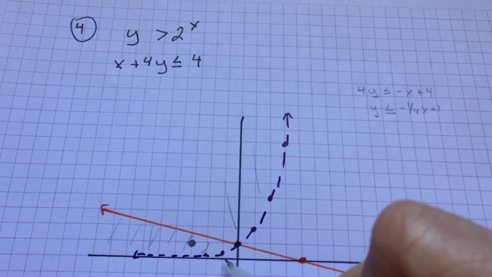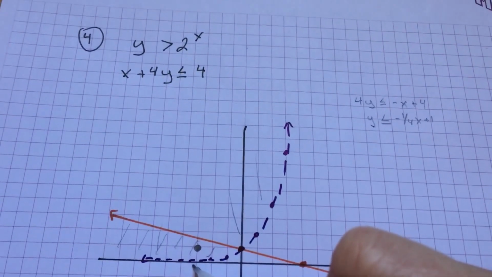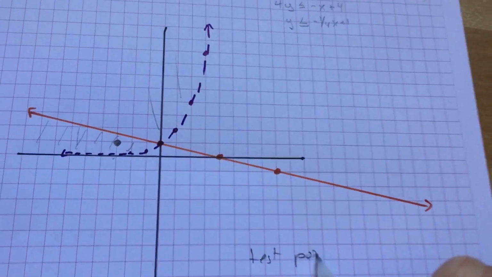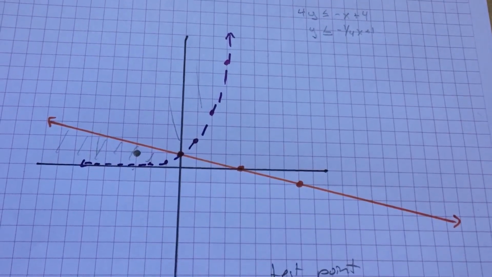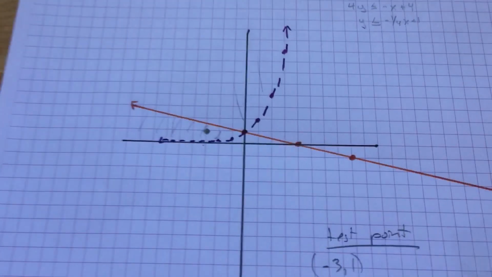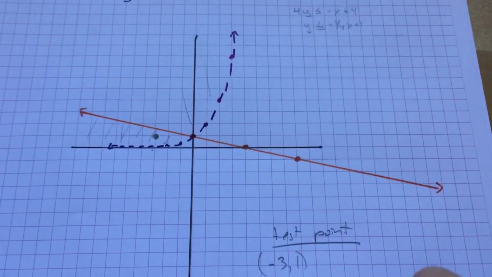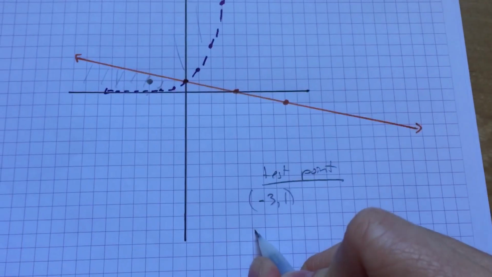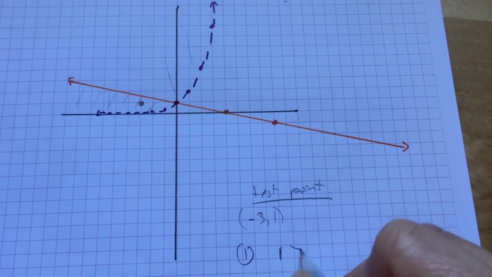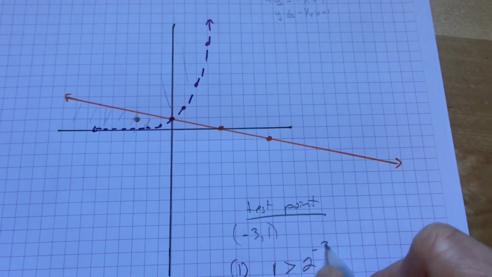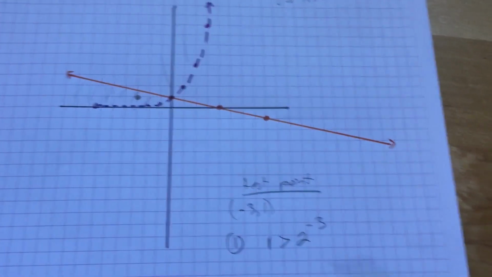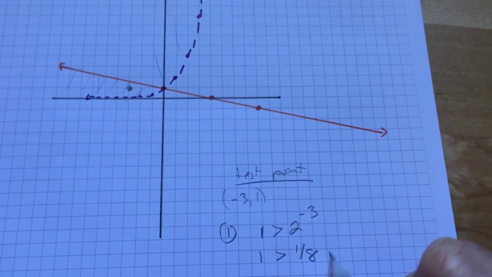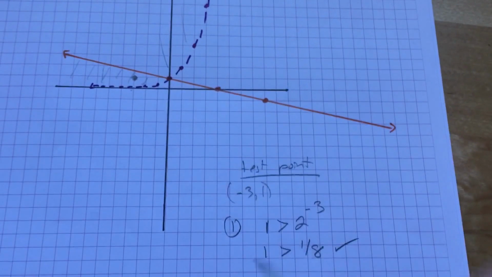So what point is that? 1, 2, 3. So we're going to test the point (-3, 1). My first equation was y is greater than 2 to the power of x. So 2 to the power of -3, which is 1/8. So 1 is greater than 1/8. That is a true statement. 1 is definitely greater than 1/8.